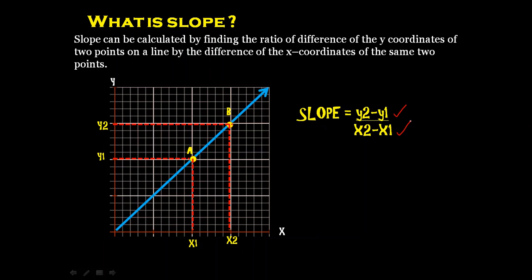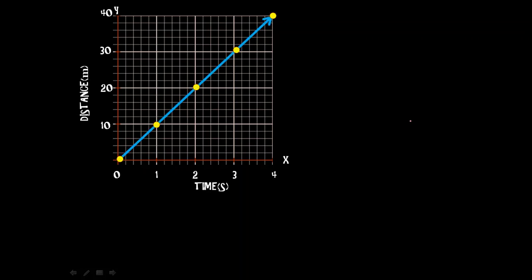Easy. Now in next slide we will calculate the speed of uniform motion graph. Now this is the graph for uniform motion.